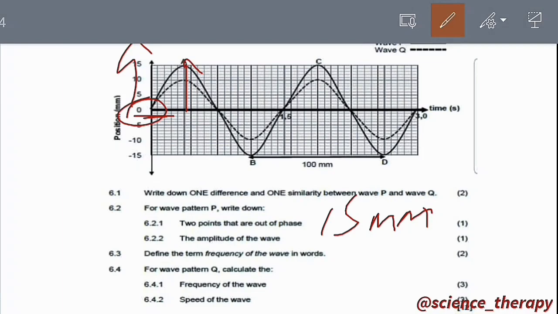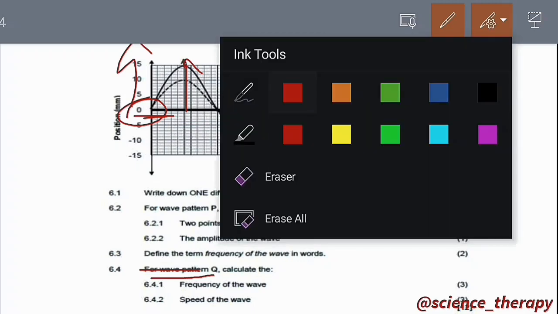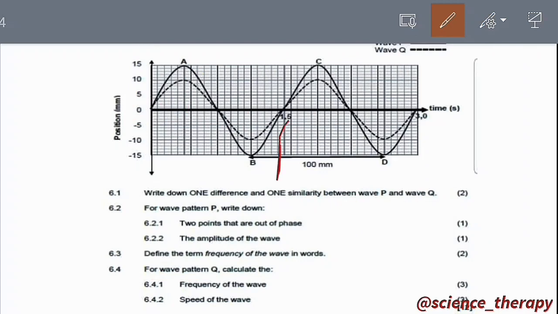Now 6.4, it says for wave pattern Q. So now we are focusing on wave pattern Q. Calculate the frequency of the wave. Now you will understand that we have two formulas to calculate the frequency of the wave. So we have f = 1/T, and also v = fλ. Both these formulas can be used to calculate frequency. If we have two formulas to choose from, it's only a matter of collecting the right information or data in order that we choose the correct formula to use.